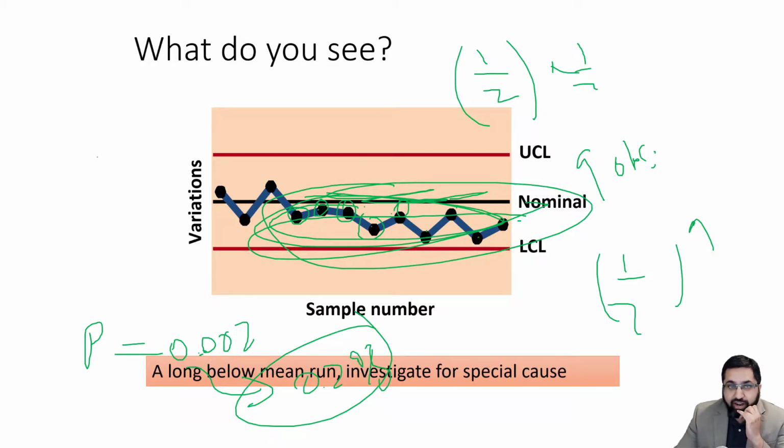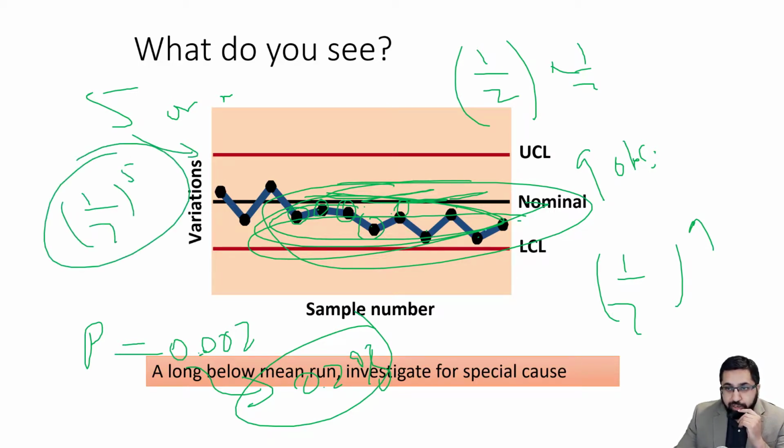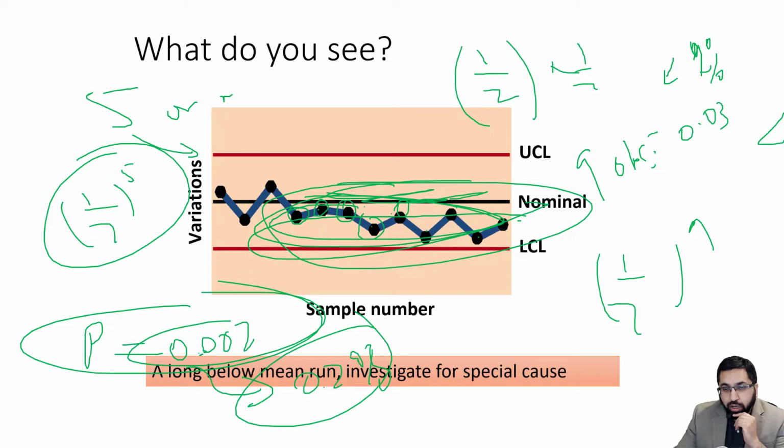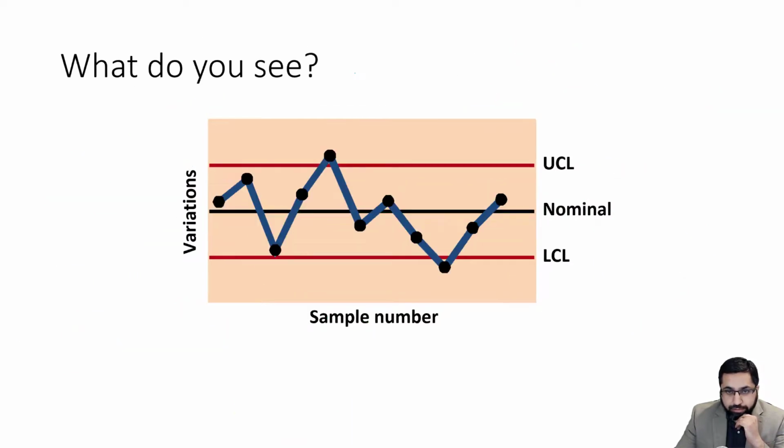When you get 5 or more below the mean in a row, or 5 or more above the mean in a row, the probability is getting smaller. You can do 1/2 to the power 5 and see how small that is. When your probability gets below 1%, or below 0.03% like it did here, 0.002, you have strong evidence for special cause. So a run of 5, 6, 7, 8, 9 below the mean could be special cause.